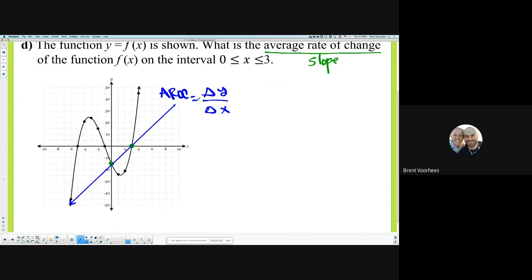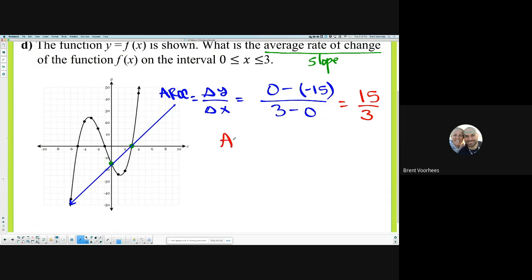How much do my y's change? What's my y value at point B, at an x value of 3? What's my y value there? 0. So it's 0 minus, what's my y value at f of 0? Negative 15. Good. What is the x value at the end of the interval? 3. And what's my x value at the beginning of the interval? 0. 0 minus a negative 15. That's positive 15. And 3 minus 0? 3.